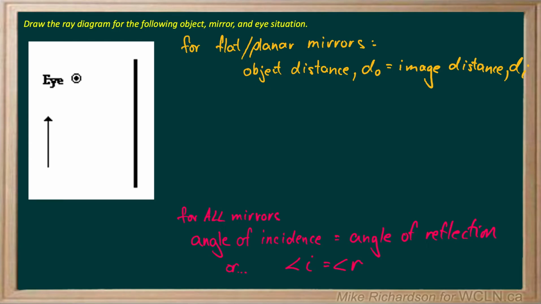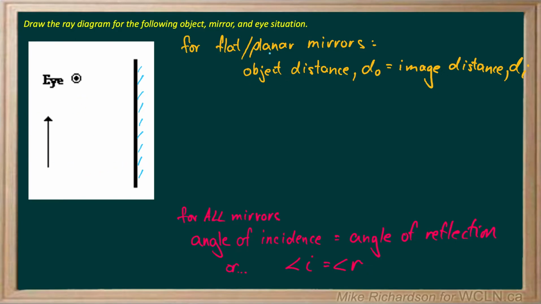For the following object, which is drawn as just this arrow, so that could be anything, the mirror, so we're assuming the shiny side of the mirror is on the left, and this is the back of the mirror where these little blue slashes are, and the eye, so how does the eye observe this object? Well, just a couple of things.